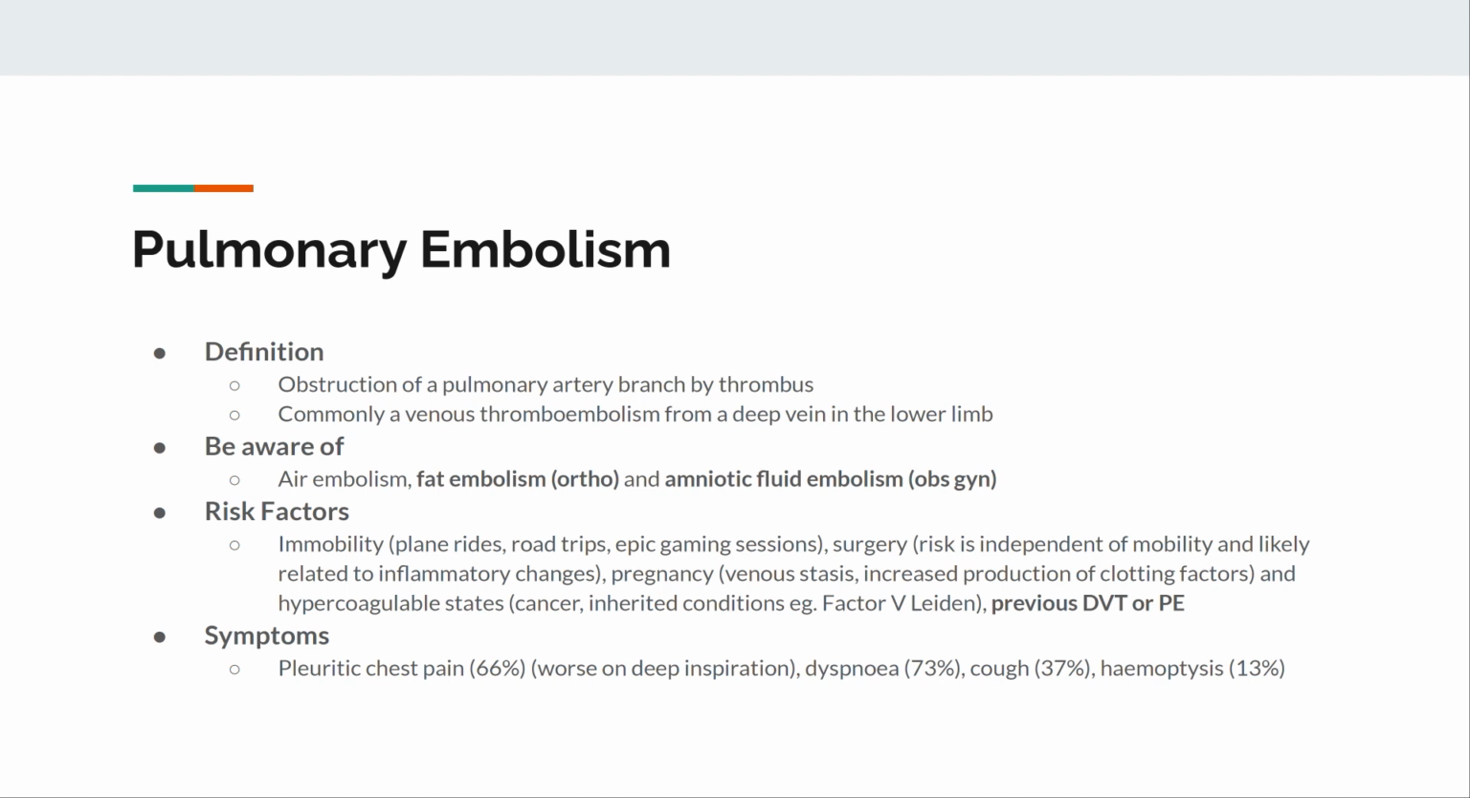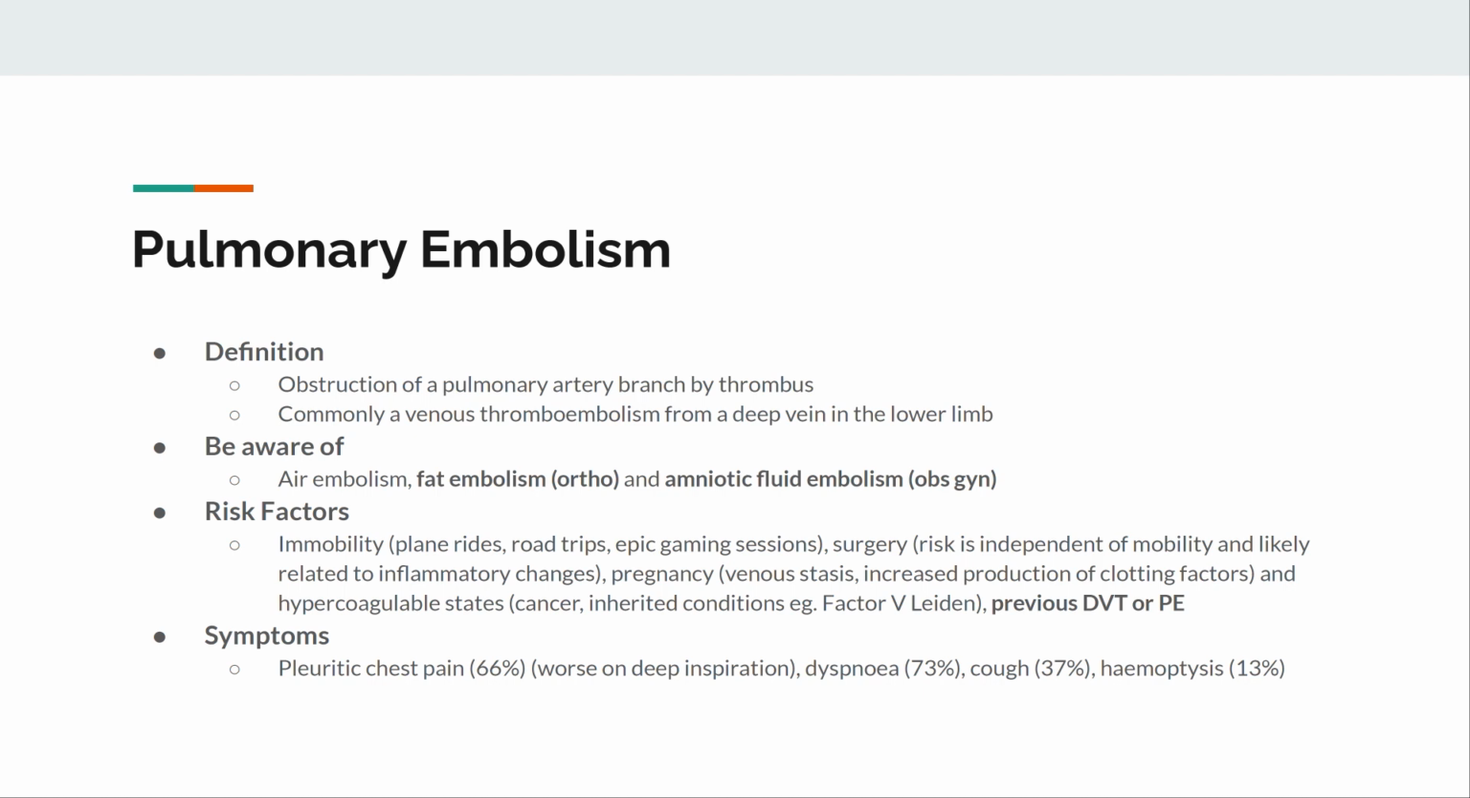Risk factors that you should be aware of are immobility, surgery, pregnancy, hypercoagulable states, and previous DVT or PE. So that's what you should ask on your history. And the things you should also consider that people might not think about is that you sit still on a plane, on a train, in a car, or at your computer.